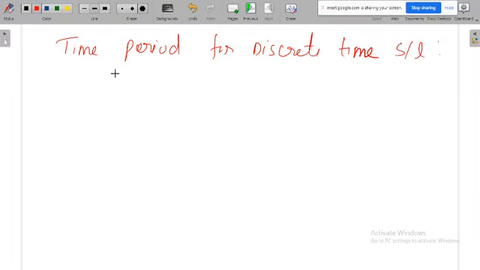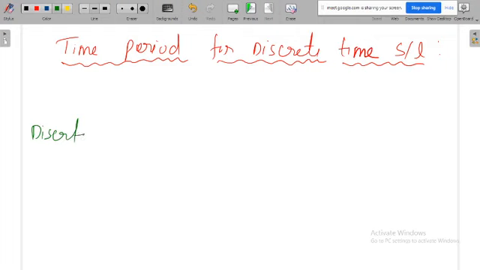Again, the time period for a discrete time signal is a little bit tricky. It's not straightforward, in the sense that you cannot directly apply the formula. Here we need a little extra analysis before calculating the time period of the signal. Again, a discrete signal could be either sinusoidal or non-sinusoidal. Even in the discrete domain we can classify into two types.